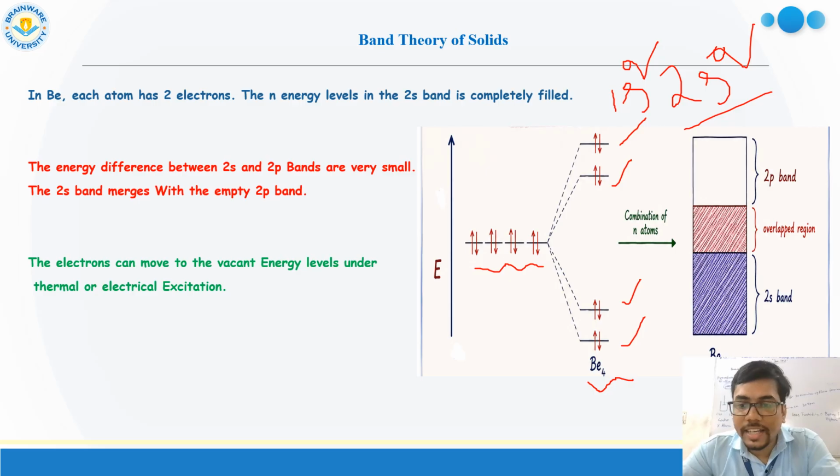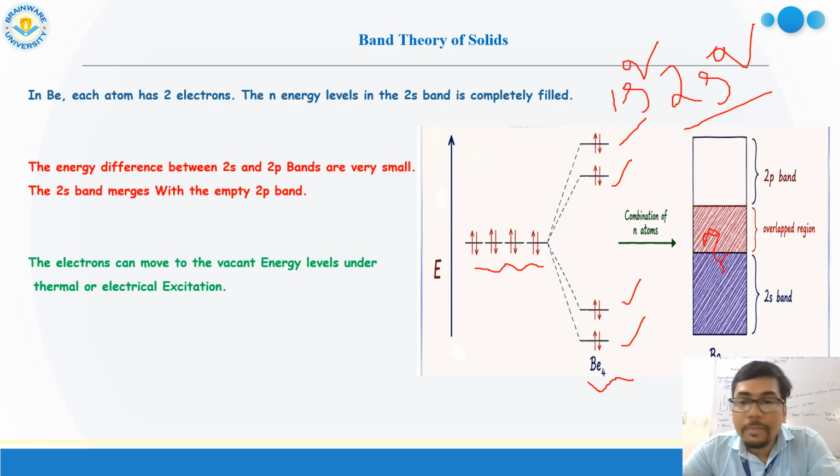But in the case of beryllium, it has been seen that the 2s band, this is the valence band, the filled 2s band and the vacant 2p band are overlapped with each other. So there is an overlapping region. That's why by the application of a very small amount of thermal energy or electrical energy, an electron can easily be promoted from this valence band to the conduction band, and that's why it can conduct electricity. Okay, so this is also suitable and can act as an electrical conductor.